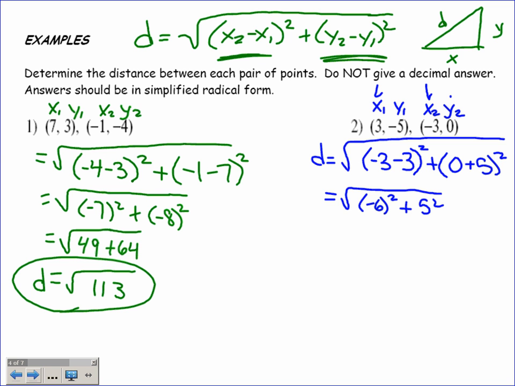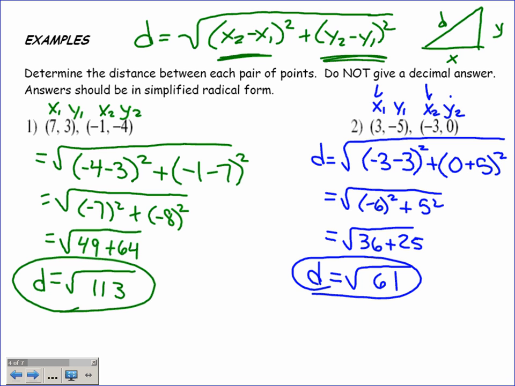Sierra, what's 6 squared? 36. What's 5 squared? 25. If we were to add those together, what's 5 plus 6? 11. What's 3 plus 3? 6. Can you simplify the square root of 61? I don't think you can either.